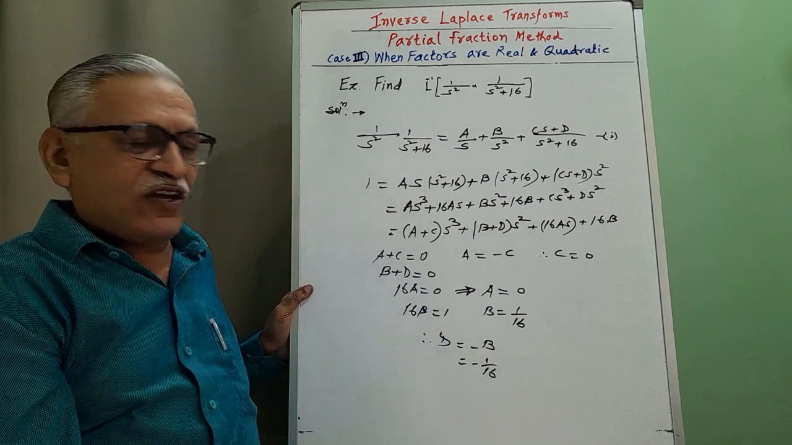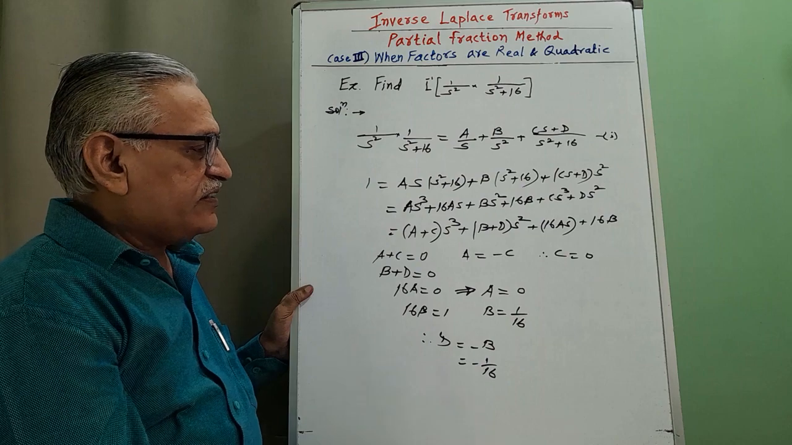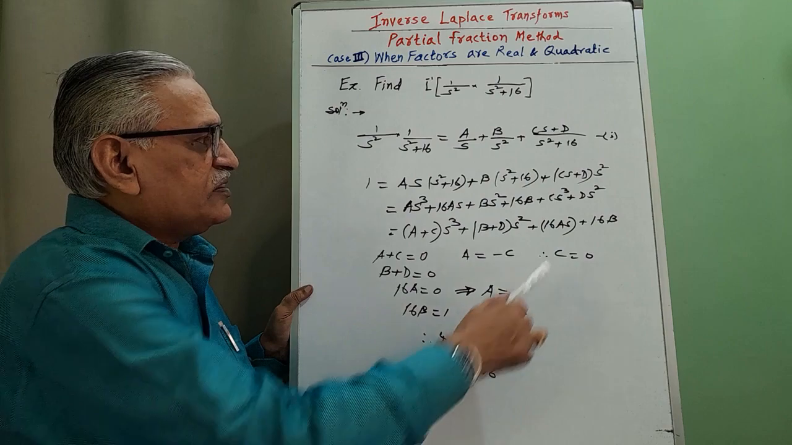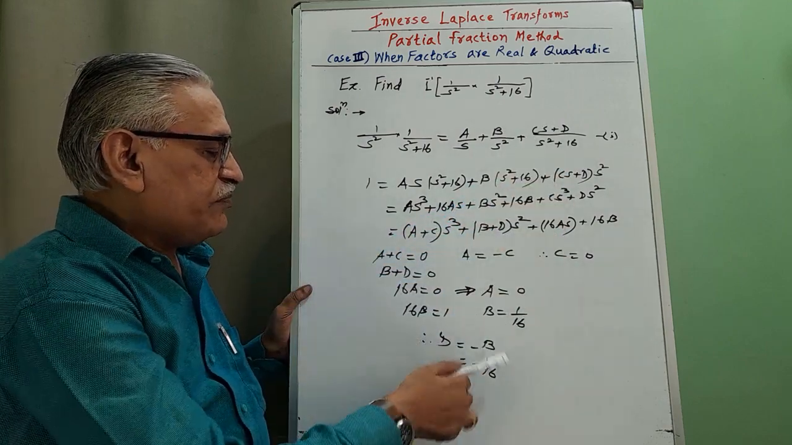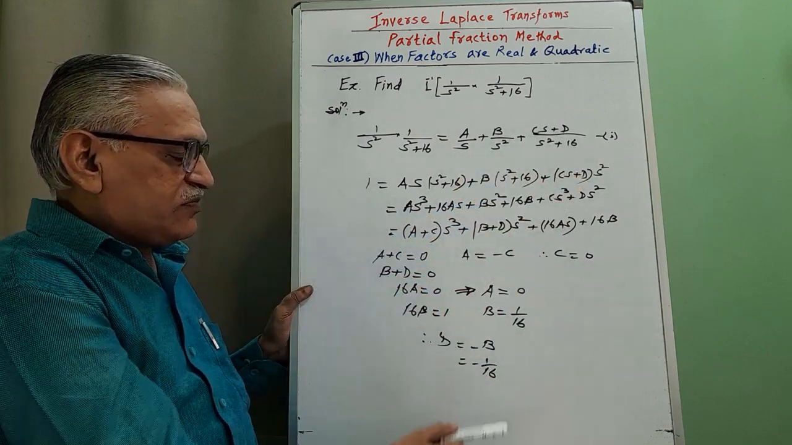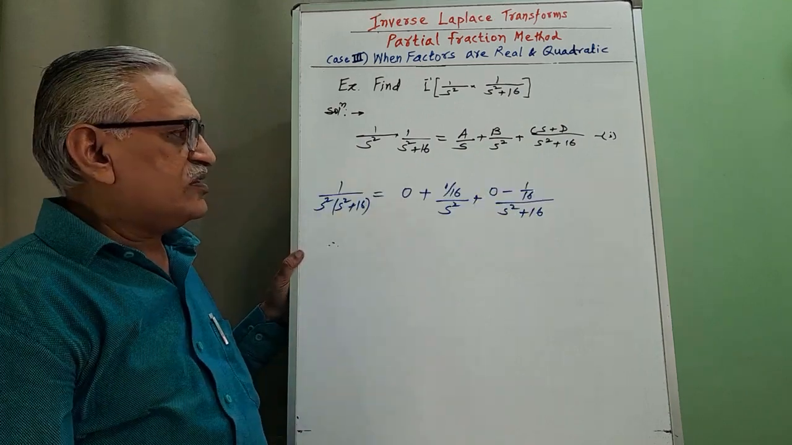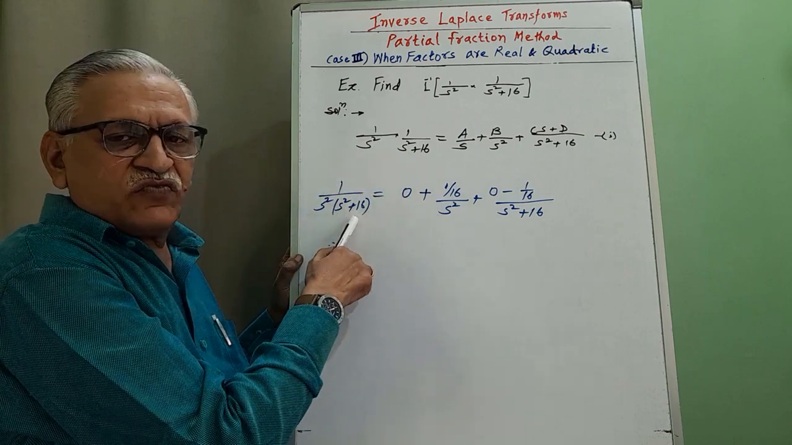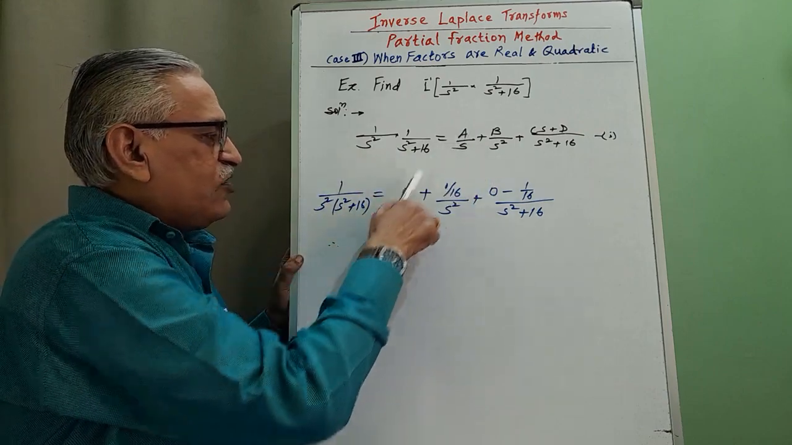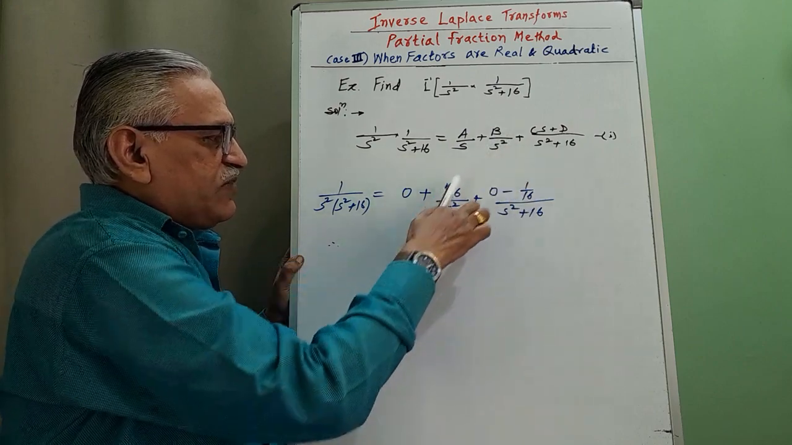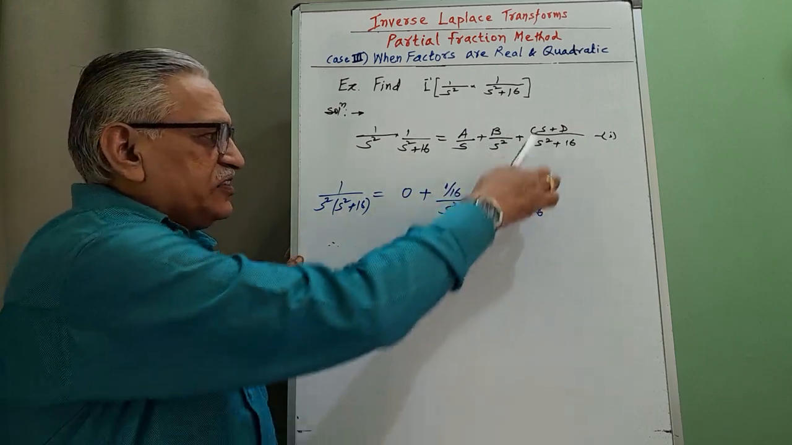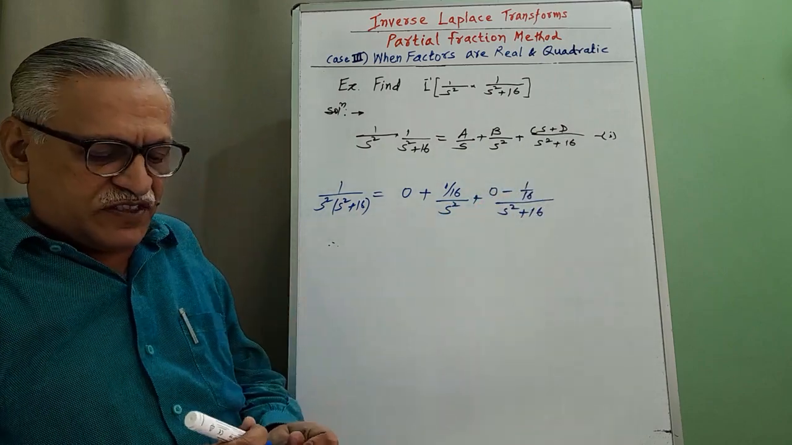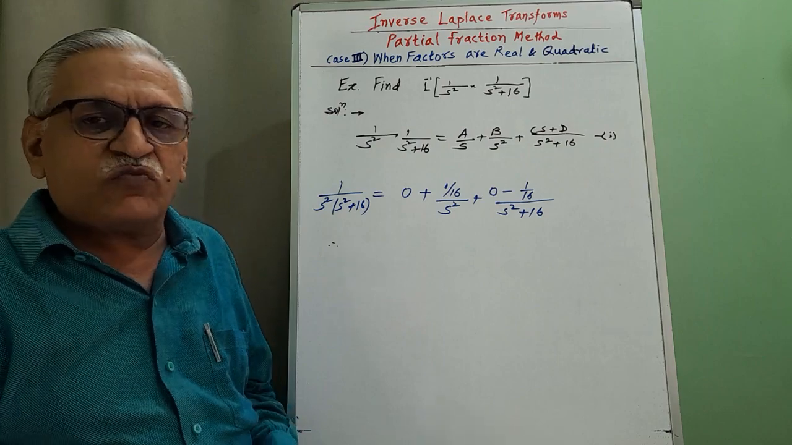Therefore, substituting these four values of A, B, C and D in equation 1, we get A is 0, C is 0, B is 1 by 16 and D is minus 1 by 16. Substituting the values, equation 1 becomes 1 upon s square into s square plus 16 is equal to: A is 0 so the first term is 0, B is 1 by 16 divided by s square, C is 0 and D is minus 1 by 16 divided by s square plus 16. And then taking inverse on both sides.